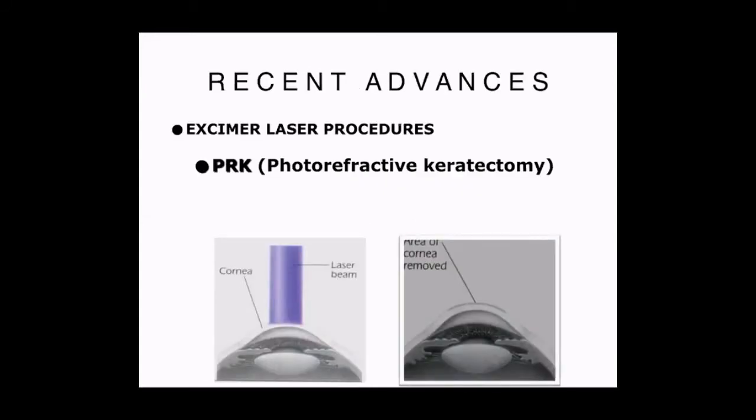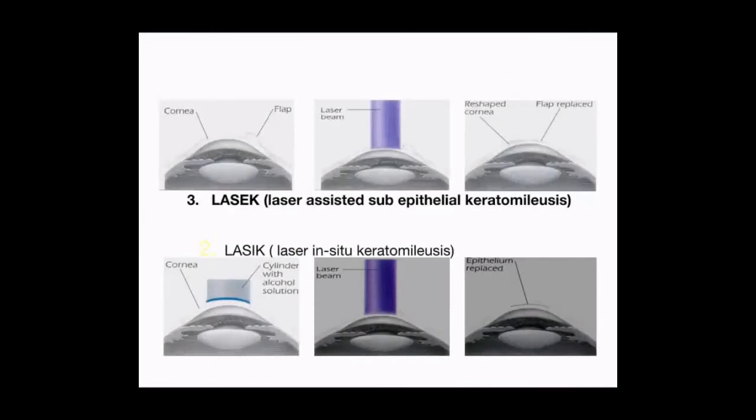LASIK, that is laser assisted subepithelial keratectomy, where a small flap is created and then the laser is applied, the flap is replaced and your cornea is reshaped with the aid of the laser. So LASIK, that is laser in situ keratomileusis, is just an advanced form of it. The same procedure: your cornea is reshaped with the laser beam and that results in elimination of your refractive error. There's another advanced form of LASIK, that is femtolasik.